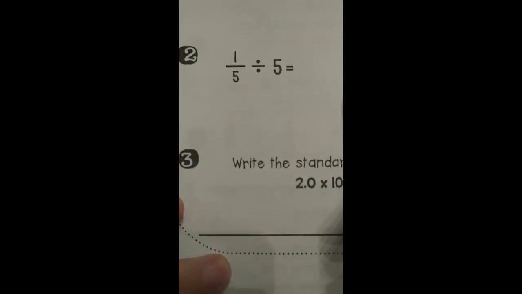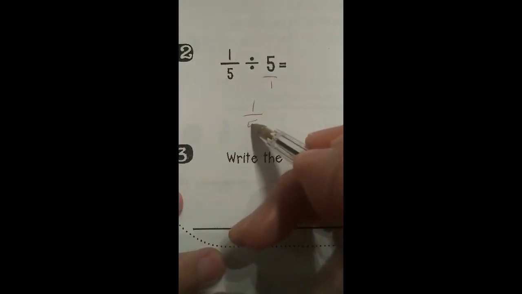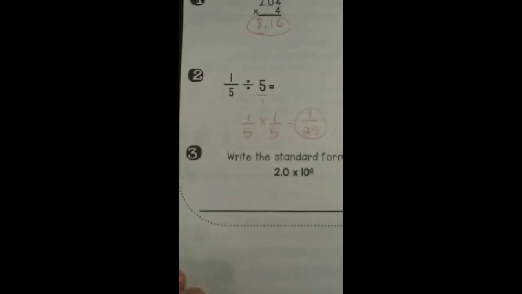Number 2, when we divide, remember it goes over 1, so I'm going to keep the first fraction. I'm going to multiply by the reciprocal. So I would have 1/25 for my answer, 1/25.